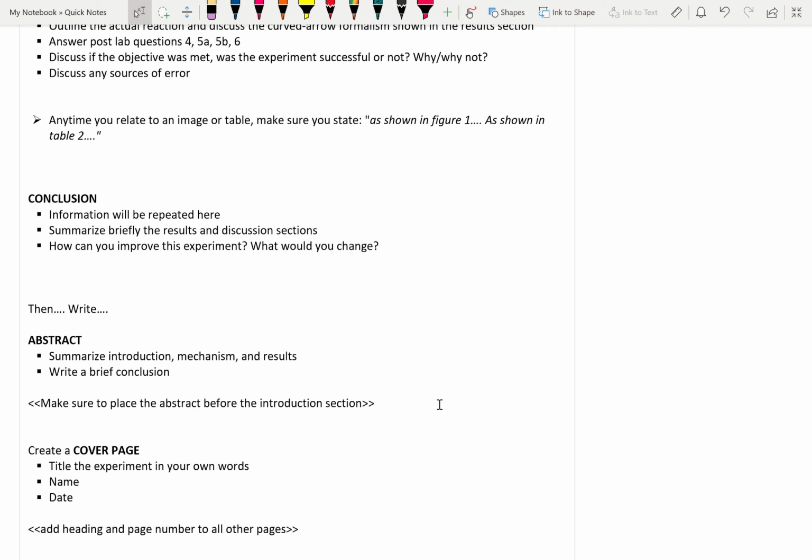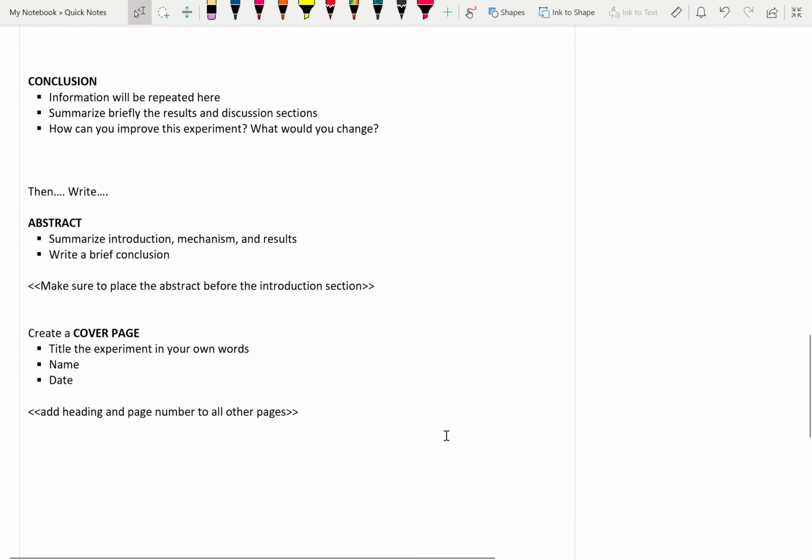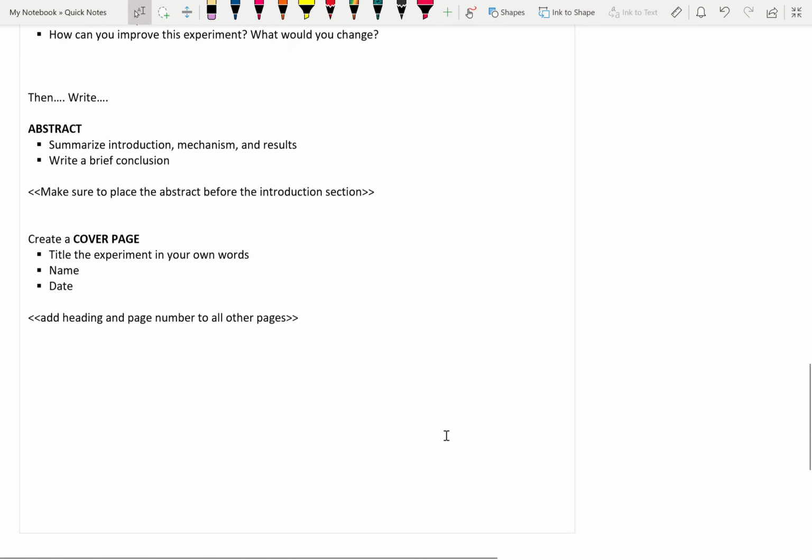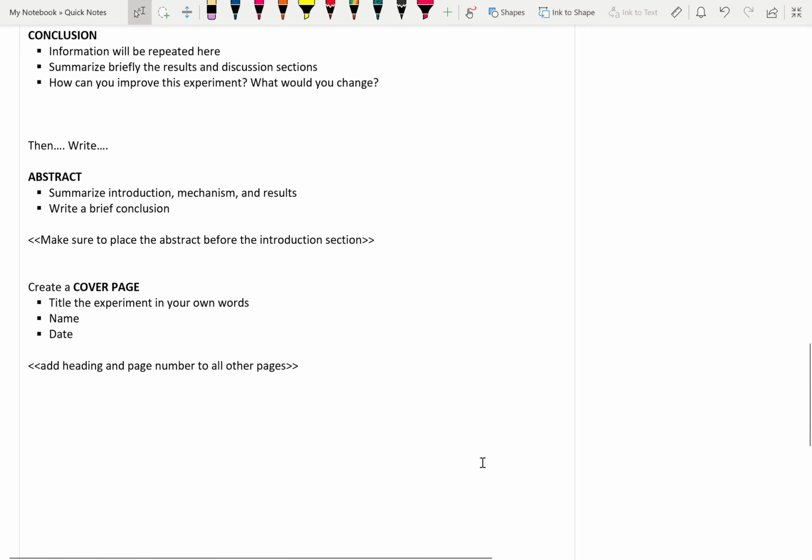Then before the introduction, before the abstract, make sure you create your cover page. You need to give me a title of this experiment in your own words. You cannot take the title from your packet. You cannot take a title from my works. Then you have to put your name and the date. Also, remember to add heading and page number to all other pages. So your cover page will not have a page number. Every other page after that will have page number. So your first page number labeling will be page number 2. Once you're done with that, you are done with your formal lab report.